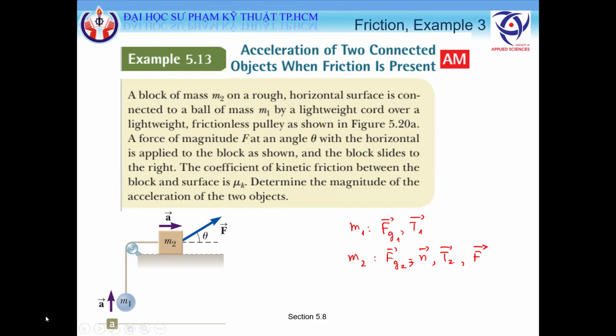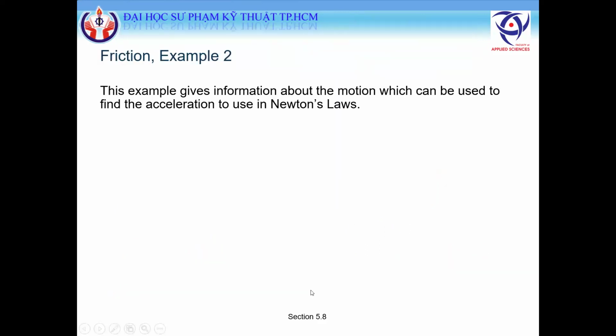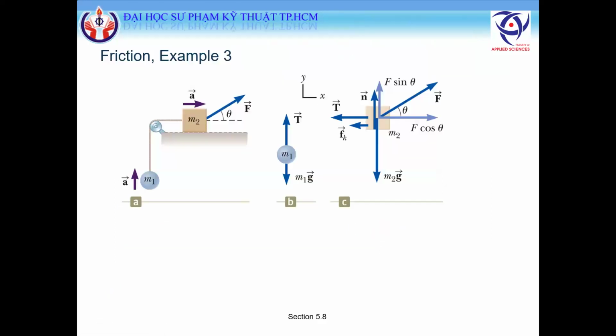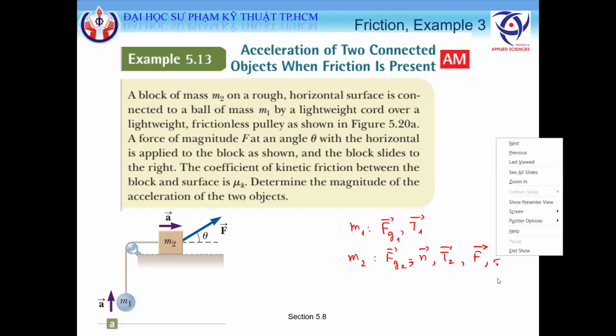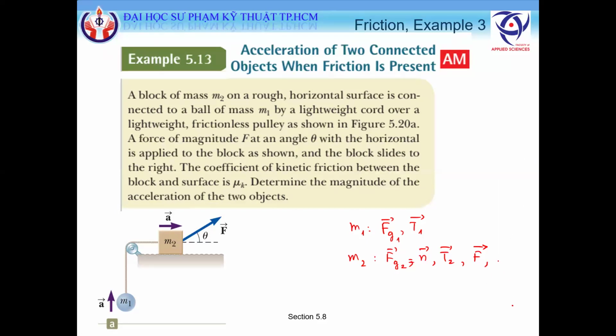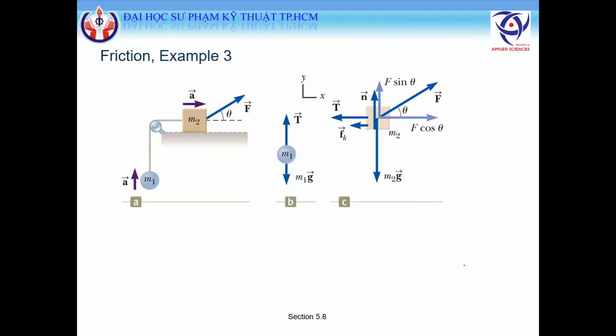So we draw the free body diagram like this. Is there any friction? Yes, mu k. So you have here the friction force Fk. For M2 it is complicated, right? 1, 2, 3, 4, 5 forces. Okay, they are 1, 2, 3, 4, 5, right?